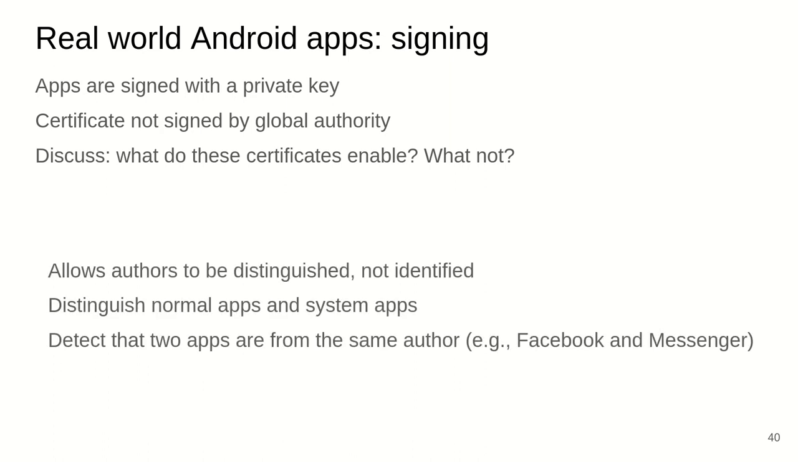Well, there are a couple of advantages for Google, but also for authors. It allows authors to be distinguished but not identified. So you cannot pinpoint a single author, but you can distinguish different kinds of authors. Also, it allows you to distinguish normal applications and system applications if you pin certain certificates of system apps. You can detect that two apps are from the same author, such as Facebook and Messenger, and allow them to share information as well. So for example, Facebook and Messenger can exchange information privately without letting other apps know.